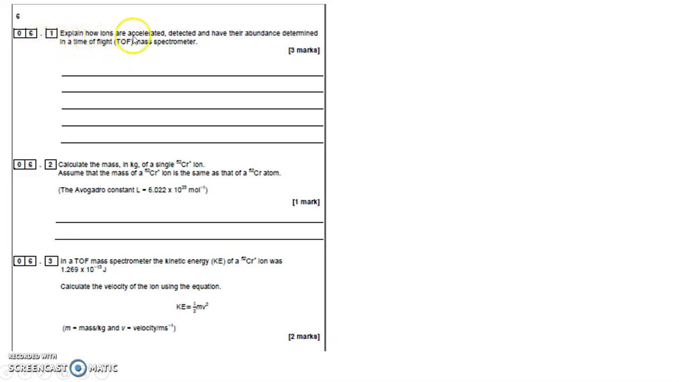Question 6.1. Explain how ions are accelerated, detected, and have their abundance determined in a time-of-flight mass spectrometer. Well, let's explain all this first of all. So you introduce gaseous particles into this time-of-flight mass spectrometer.